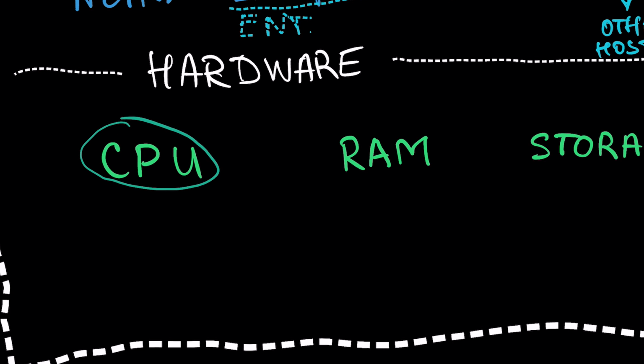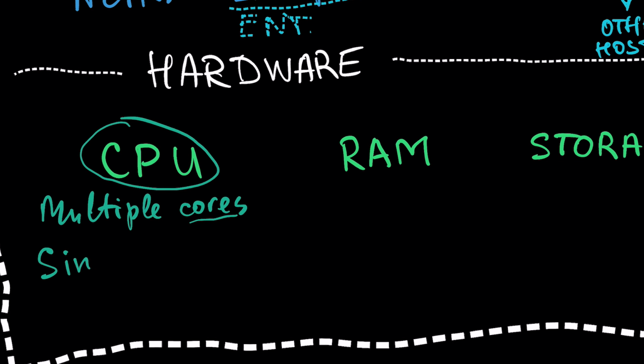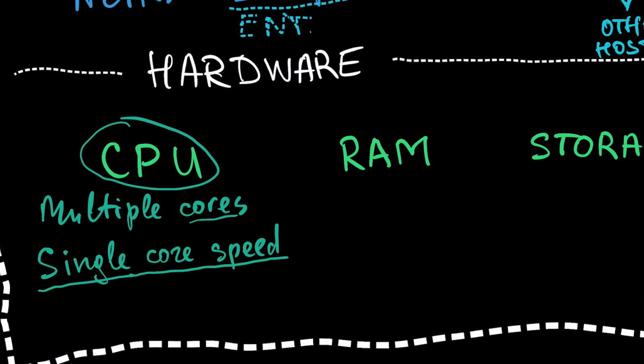Your server can have multiple cores. That's okay. And then each core has some score or some frequency, or you can say it's some benchmark. And that is usually called single core speed. PHP, when you execute a PHP script, will run on a single core. So this single core speed is more important than the number of cores you have.